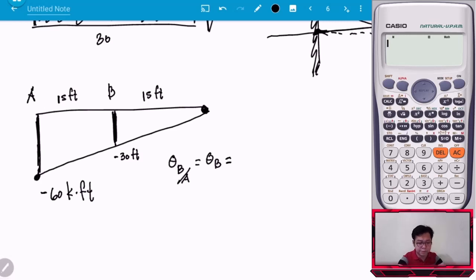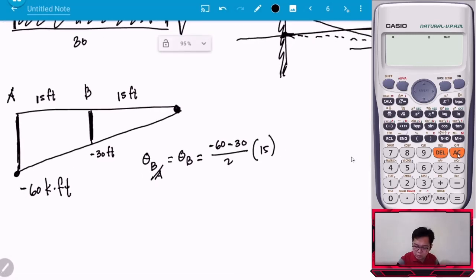Tapos, paano ba to? Okay, so check natin. 1/2, 60, sorry. By the way guys, i-carry nyo na lang din yung sign. Anyway, sa mga students ko, okay lang sa akin kung yung sagot nyo ba negative or positive, yung slope, walang problema. Basta same lang tayo ng value. Negative 60 minus 30 over 2, diba? I-add kasi natin yan, and then multiplied by the base na 15. So, yan. Uy, by the way, nakalimutan ko. I-divide natin sa EI.